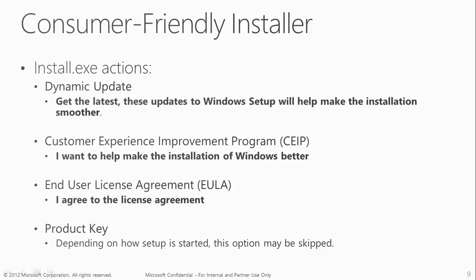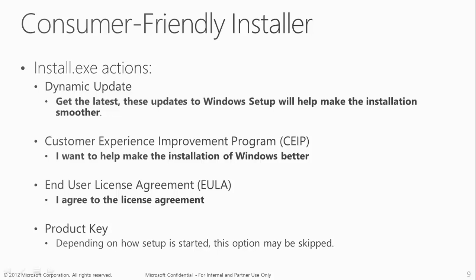Next is the Customer Experience Improvement Program. Selecting this sends information about the success or failure of setup back to Microsoft for analysis. This is turned on by default, but you can opt out of it. It's shown on the screen where dynamic update is configured. The checkbox option has the text I want to help make the installation of Windows better, as you can see here on the slide. And this option is enabled by default.